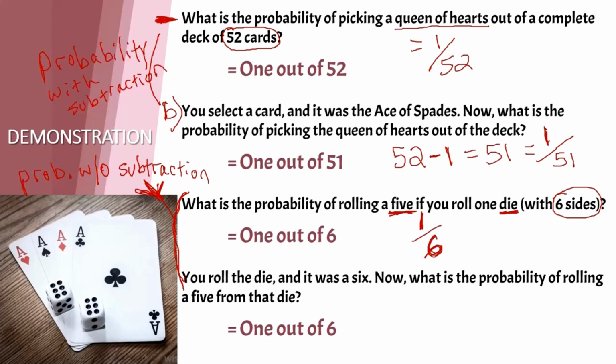Okay, so now just like the card example, you roll the die, and it was a 6, not a 5, so you didn't get what you wanted. Now, what is the probability of rolling a 5 from that die? Well, unlike the cards, when you selected a card out of the deck of 52 and set it down, your deck only now has 51 cards in it because you took one out.